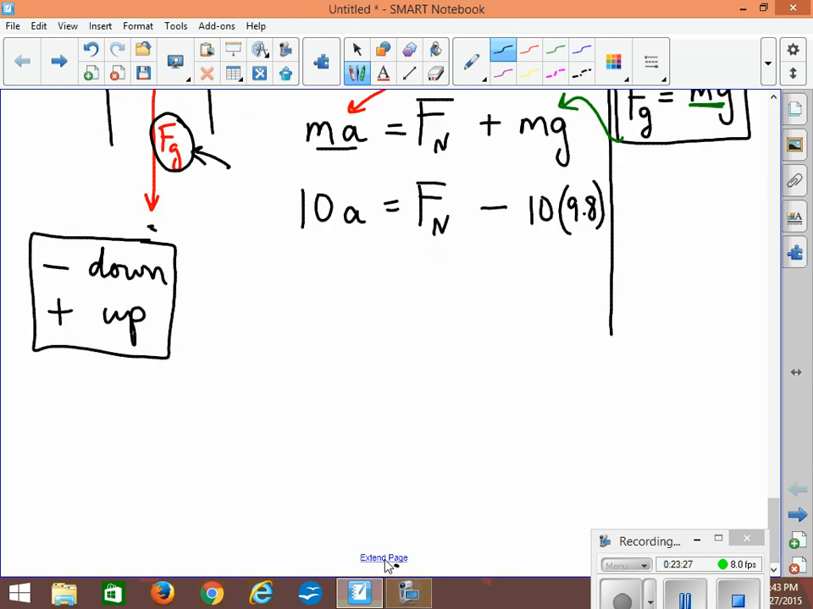Now, let's try to do something with this. One of the easiest things we can do is on this end, we can multiply 10 times 9.8. That's easy. That's 98. Fn we really can't do much with at all. Now what does a stand for? a stands for acceleration, right? Acceleration.